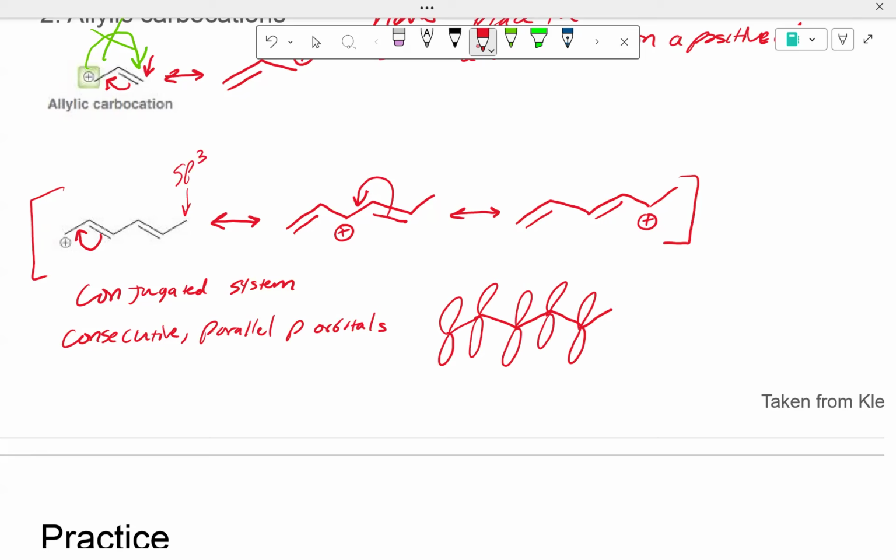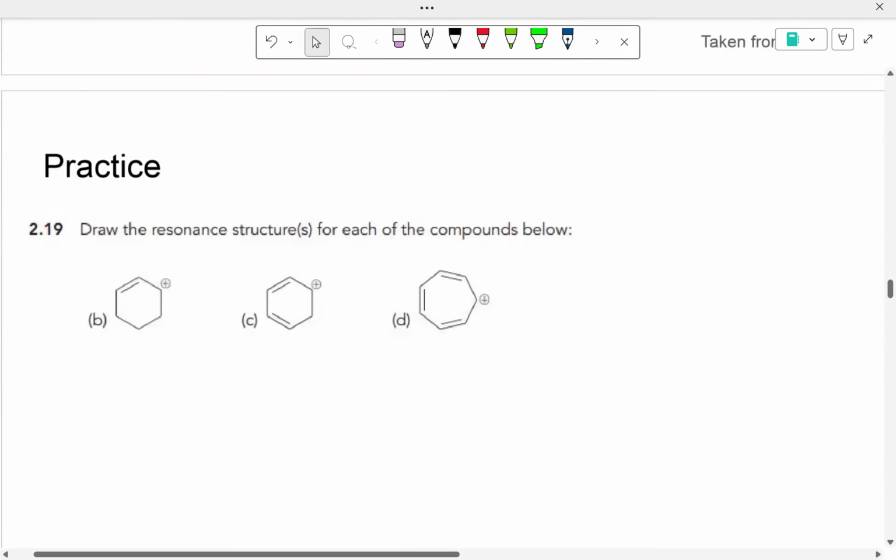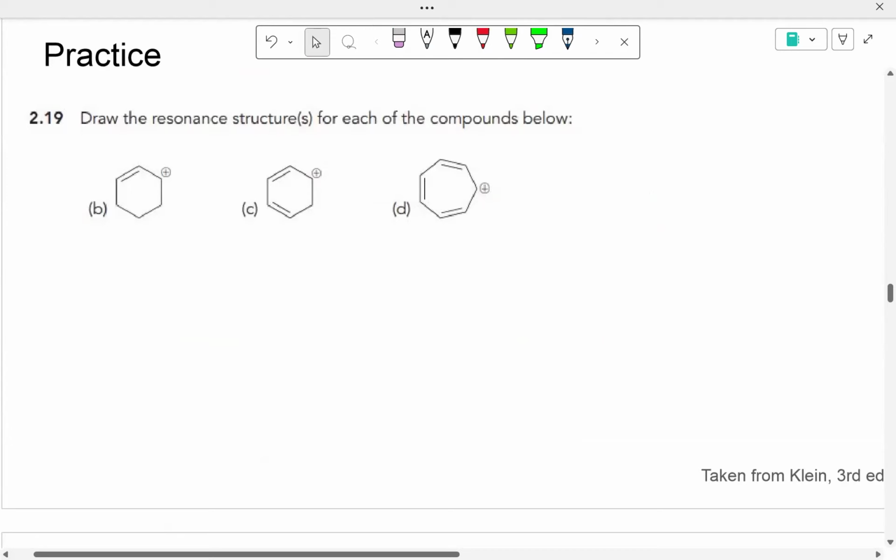But I want you to imagine all those p orbitals being so close to line up and overlap with each other. Those consecutive parallel p orbitals form what's called a conjugated system. And those conjugated systems are a whole lot more stable than systems that are not conjugated. Keep that in the back of your mind. That's something that we will talk about a lot more at a later date. So let's do a little bit of practice here.